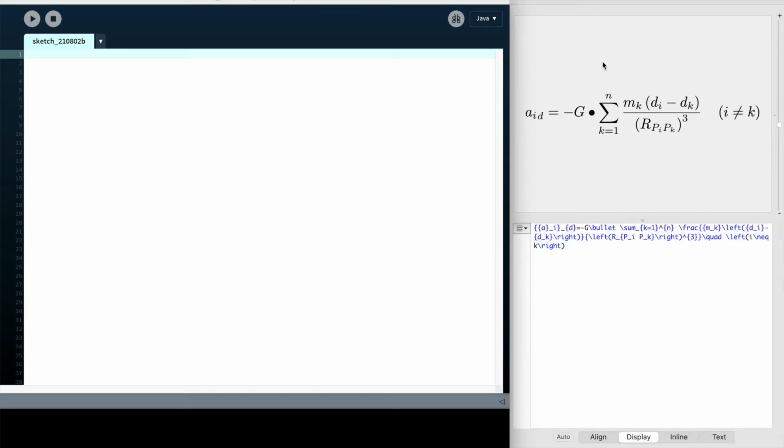Now, if you see at the right side of the screen, you can see this equation. If you go back to the video I made earlier this year in January, you can see where I get this equation from.